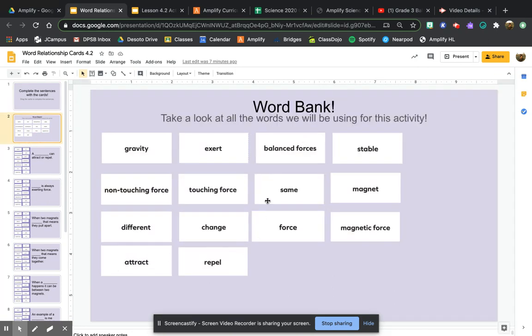These are all of our vocabulary cards. You know this because we have it in our science bulletin board in our Google Classroom. We're going to take a look at all the words we'll be using for this activity. Gravity, exert, balance forces, stable, non-touching, touching, same, magnet, different, change, force, magnetic force, attract, and repel. Let's go ahead and look at what we're going to do with these.